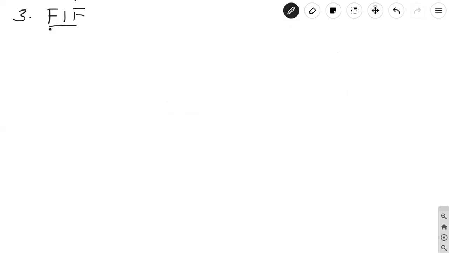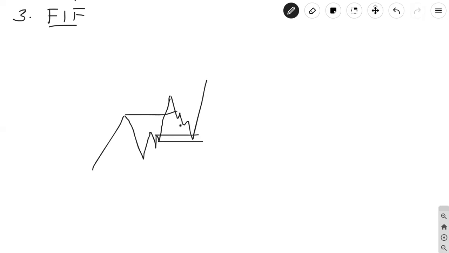This is formation inside a formation. What I mean is when you have a formation and then that formation makes another inside formation in it before breaking our major, that becomes an FIF. So you can use that as an entry point. We can use that as an entry point.